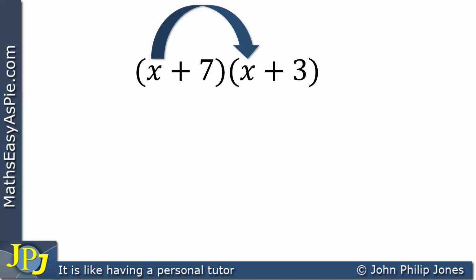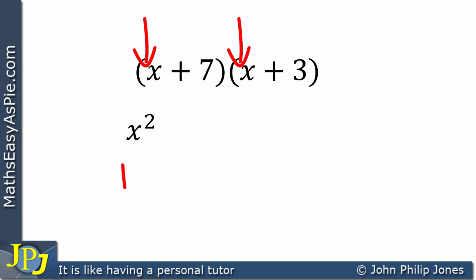The x multiplies the x, and this will give x squared, so we write x squared down. Now, there were no signs in front of both x's, and there's no sign here. So that implies that we're dealing with positive x squared.